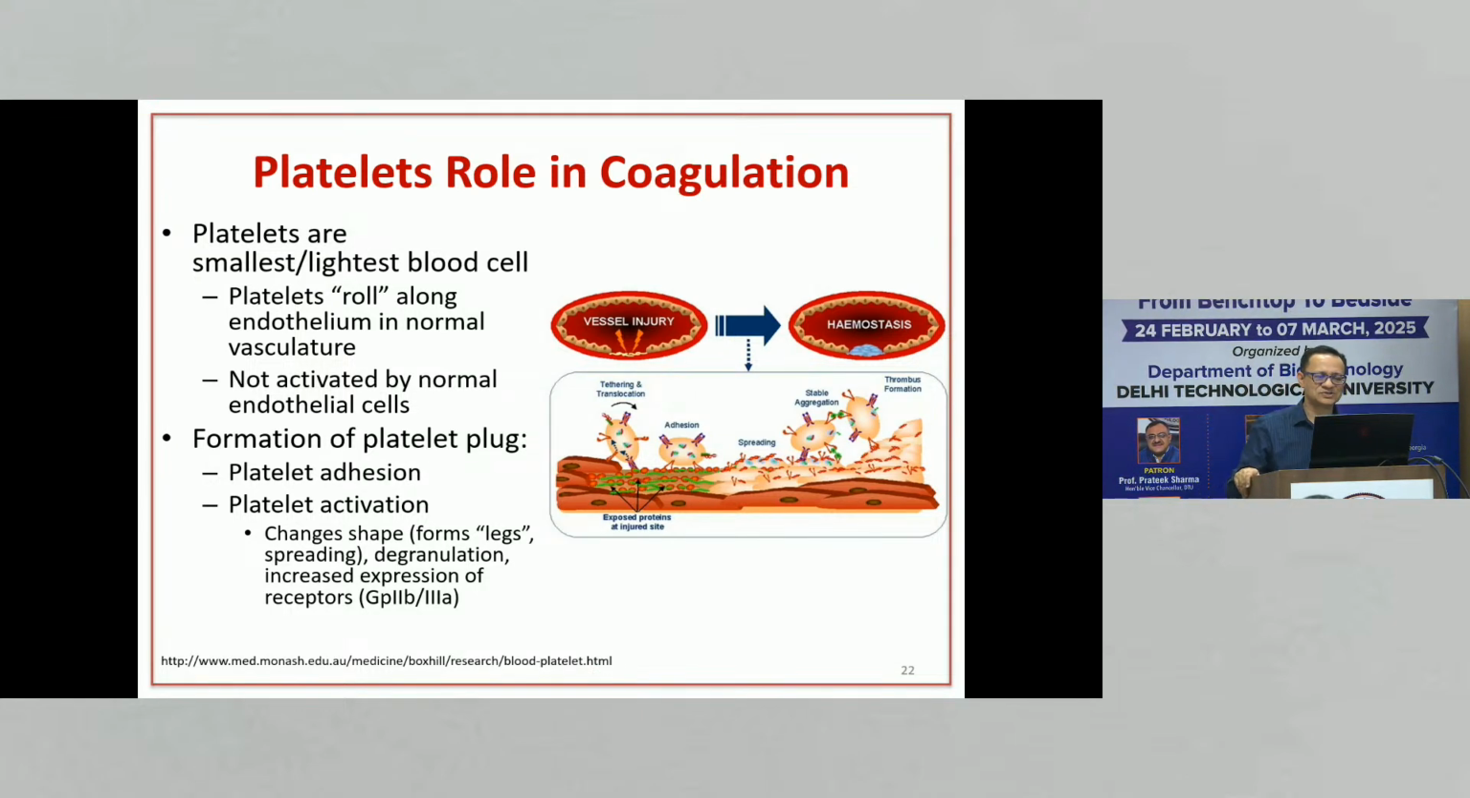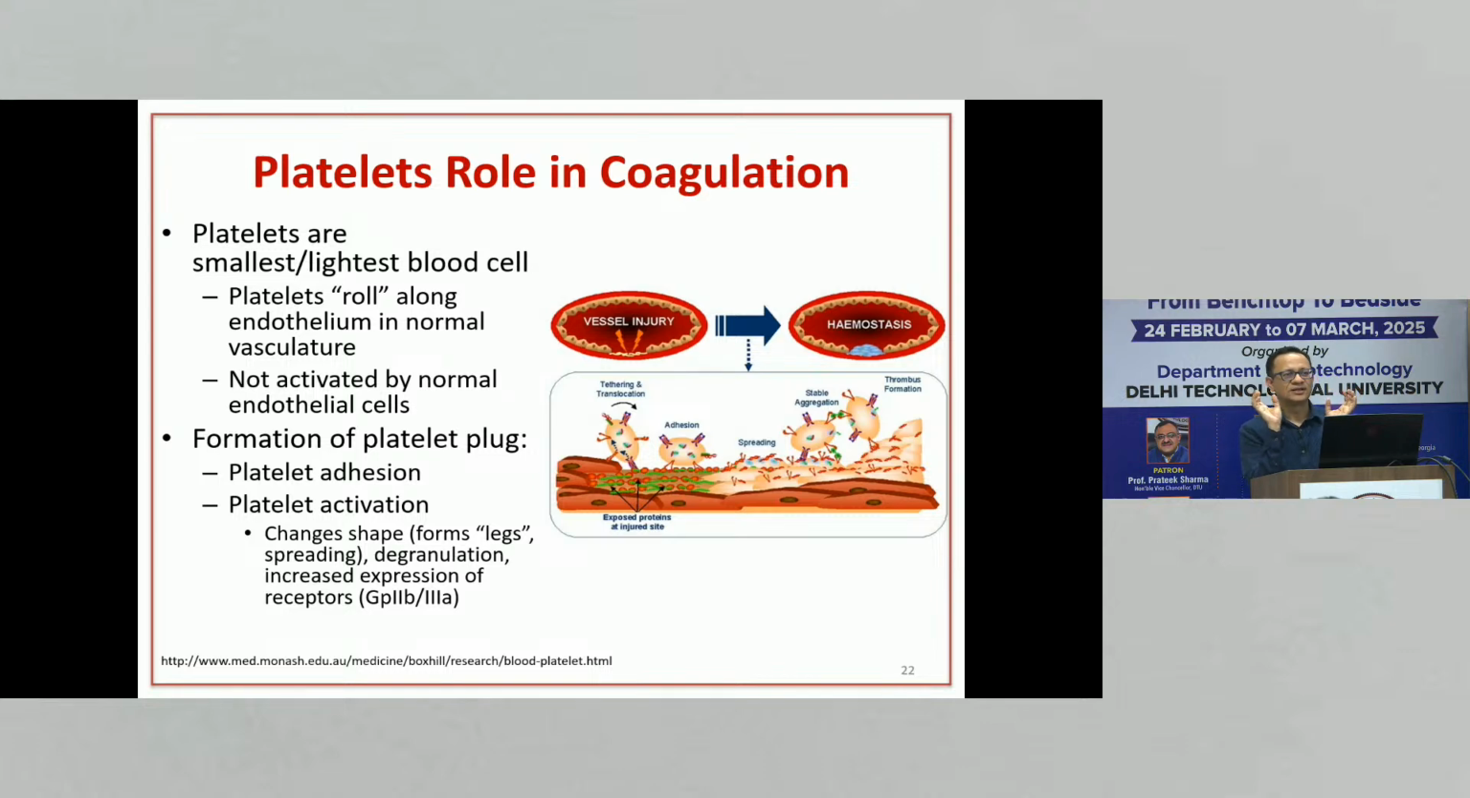Okay, so platelets are small light blood cells. Platelets roll along endothelium in a normal vasculature when everything is fine, not activated by normal endothelial cells. Formation of platelet plug: when a platelet plug happens, platelets adhere, platelets get activated, and there is an expression of receptors called GP2B3A. These receptors that were hidden in the platelets now start coming out.